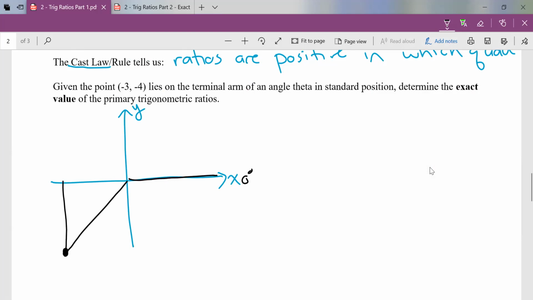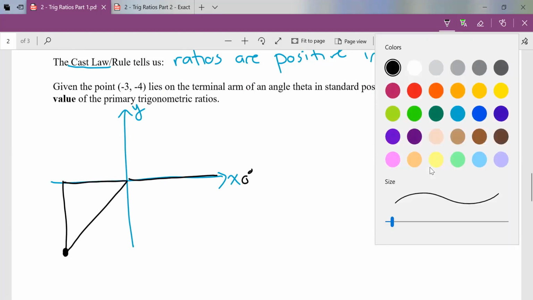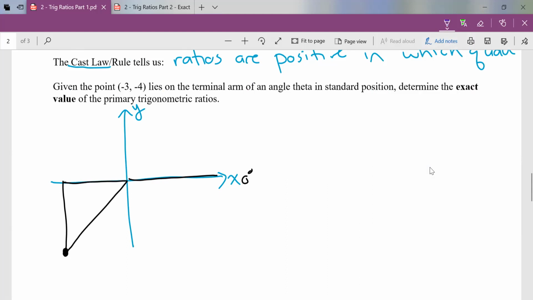I draw my right triangle. There it is. Now I'm going to label my side lengths. -3, -4. That's a right angle. Okay, and it says determine the exact value, so no decimals, of the primary trig ratios. So what we're going to do here is say what is the value of sine theta, cos theta, and tangent theta.